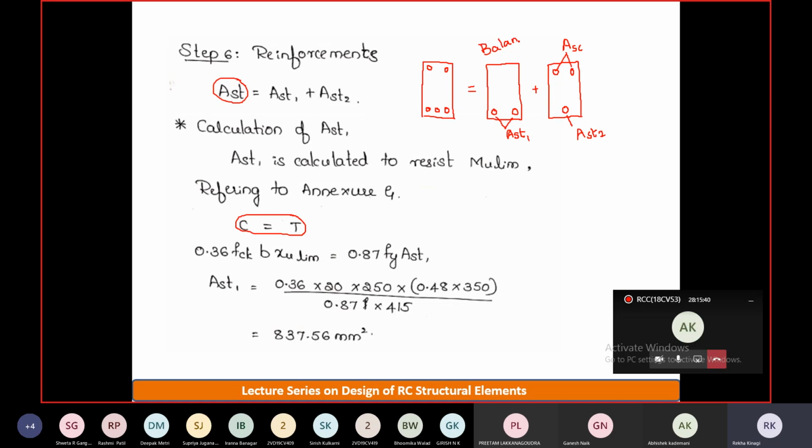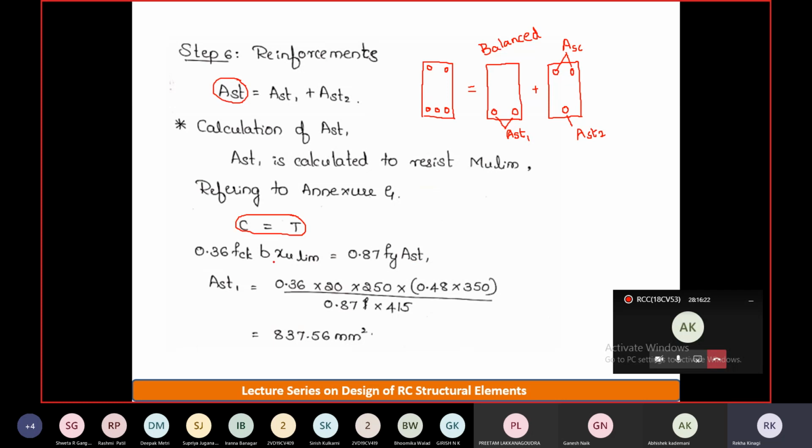Since it is referred to as a balanced section, we can say that xu is equal to xu limit. So in the equation where we write C is equal to T, we can write that xu is equal to xu limit, and Ast is to be replaced with Ast1, because here the tension steel is given as Ast1. So 0.36 fck b xu limit is equal to 0.87 fy Ast1. So we need to calculate the value of Ast1 now.